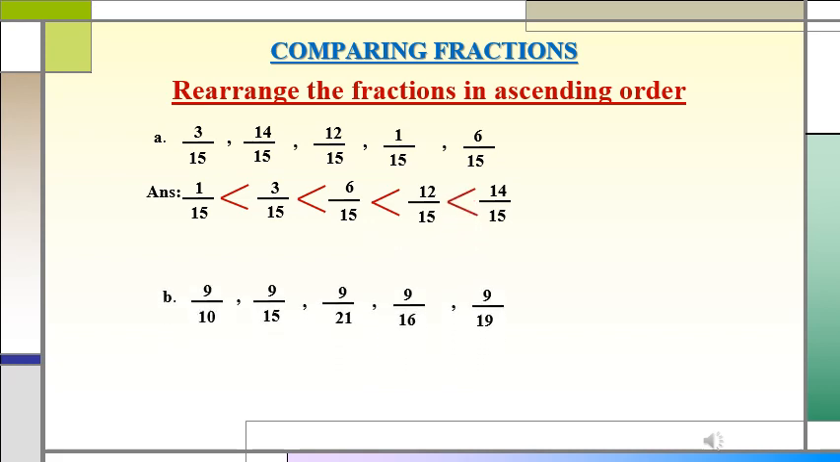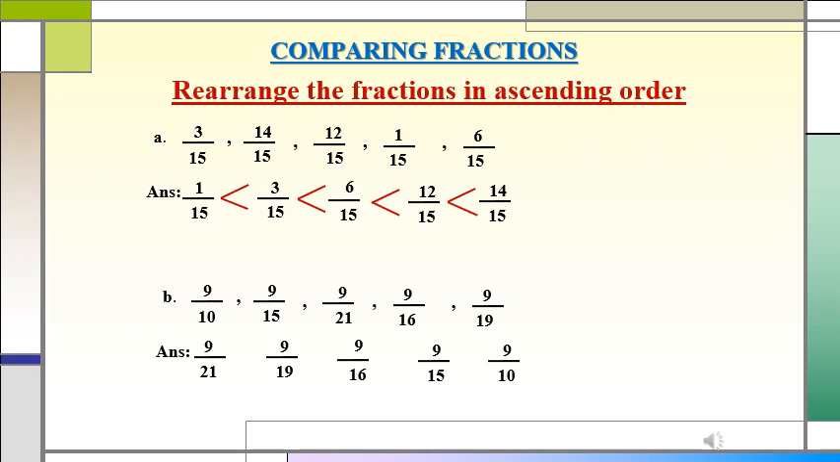Let's take another example. Students, as you can observe, all the fractions are having the same numerator, that is 9. The denominators are different. The big denominator becomes a smaller fraction. So here the biggest denominator is 21. So 9 by 21 is the smallest fraction. Next we have 9 by 19, the next small fraction. Then 9 by 16, 9 by 15 and 9 by 10.